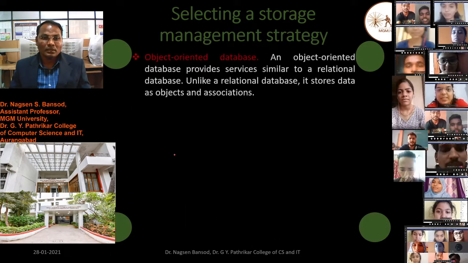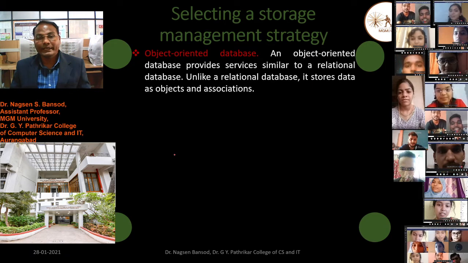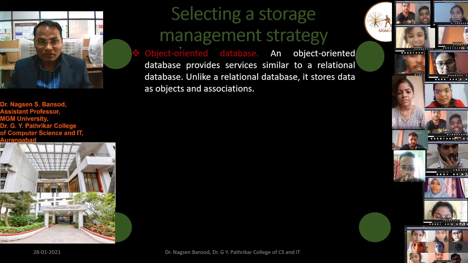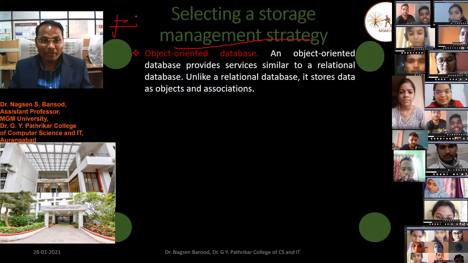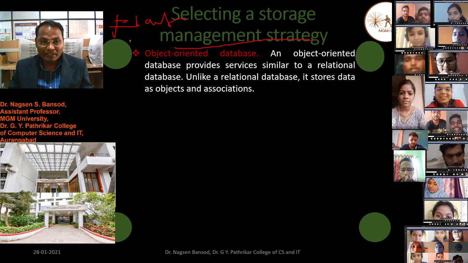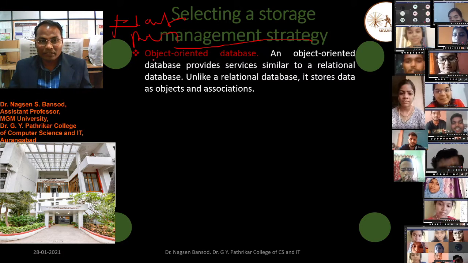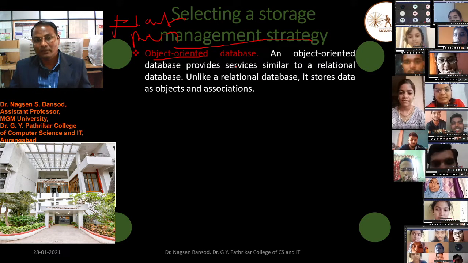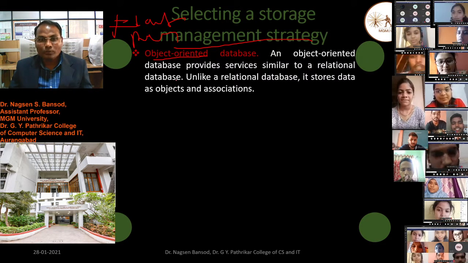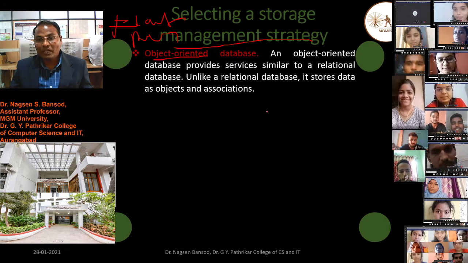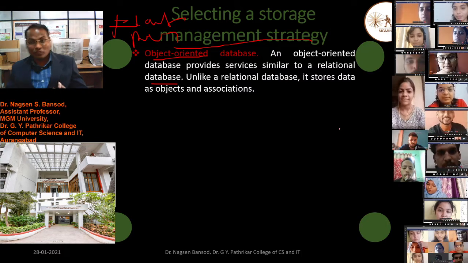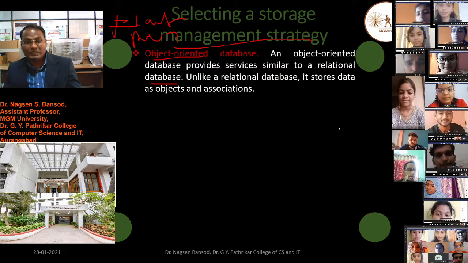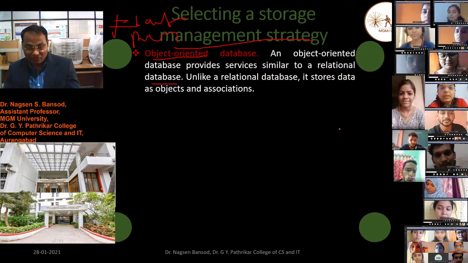And the third one is the object oriented database management strategy. There are three: flat file, second one is relational, and third one is object oriented database. An object oriented database provides services similar to the relational database. Unlike a relational database, it stores data as objects and associations.